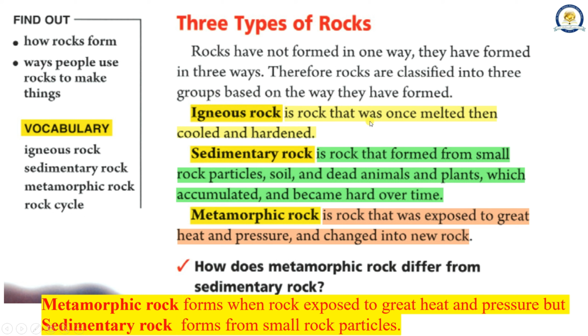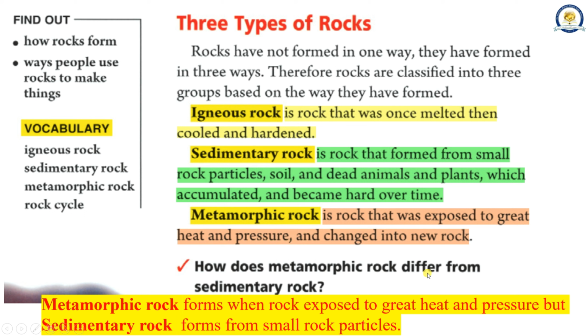Igneous rock is rock that was once melted then cooled and hardened. Sedimentary rock is rock that formed from small rock particles, soil, and dead animals and plants, which accumulated and became hard over time. Metamorphic rock is rock that was exposed to great heat and pressure, and changed into new rock.